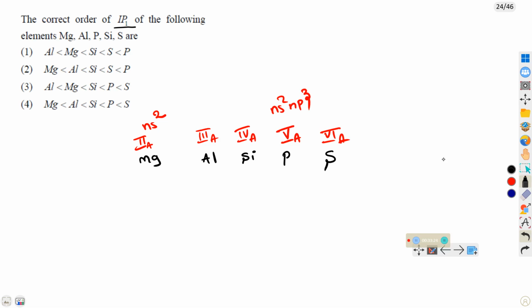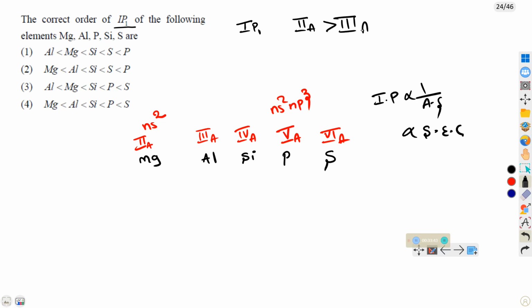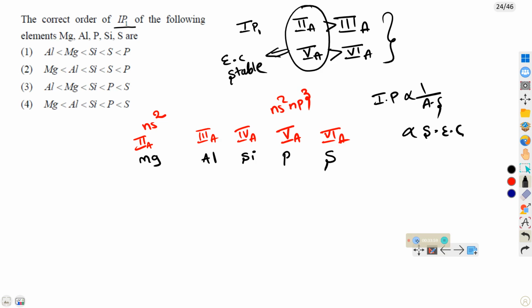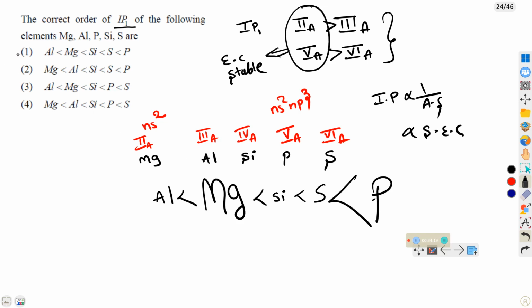This is 6A. Generally, ionization potential is inversely proportional to atomic size and directly proportional to stable electronic configuration. We know that in IP1 order, the 2A group ionization potential value is more compared with 3A group. Even the 5A group ionization enthalpy value is more compared with 6A group, because of their stable 2A and 5A electronic configurations. Based on that, compared with aluminum, magnesium ionization potential is more due to stable electronic configuration. Compared with silicon and sulfur, phosphorus ionization potential is more. Correct option, first option.